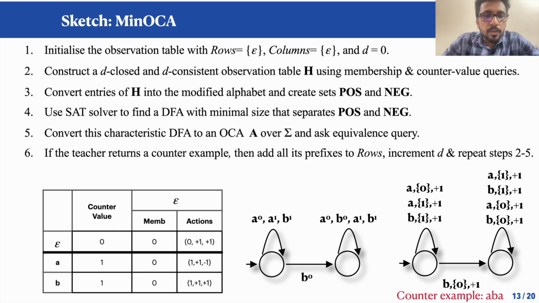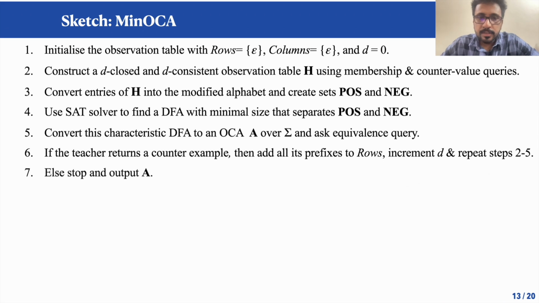You will add the counterexample ABA and all its prefixes to the observation table. You increment your value of D and then repeat the process until you get the right DROC. So if the teacher returns yes, you stop and output the learned DROC.